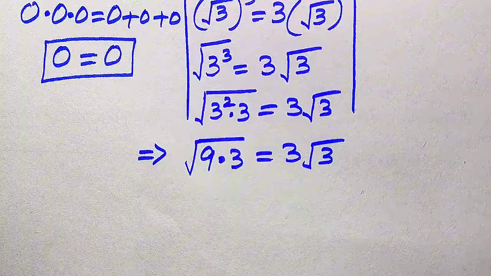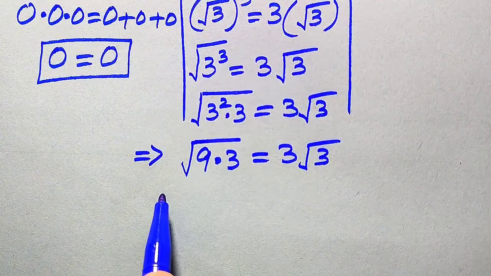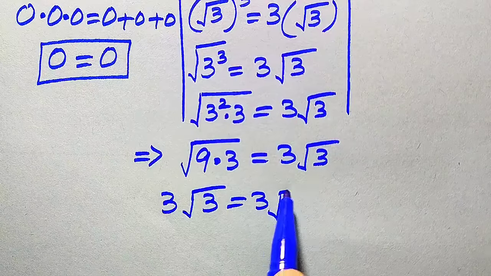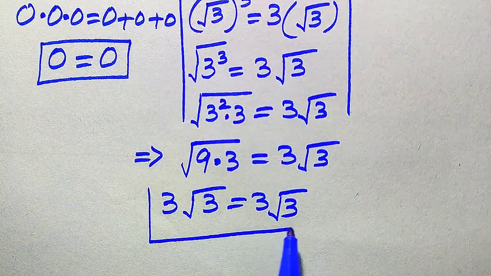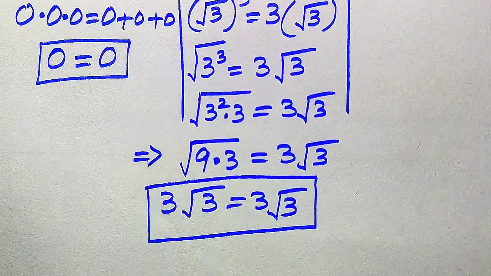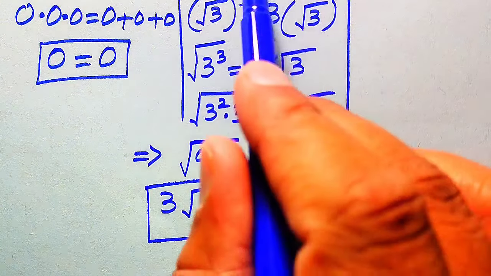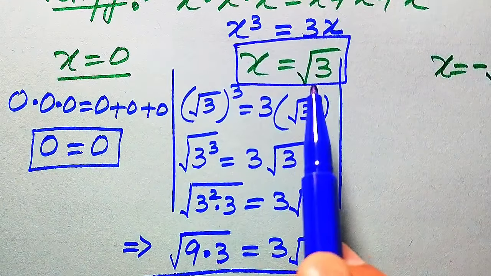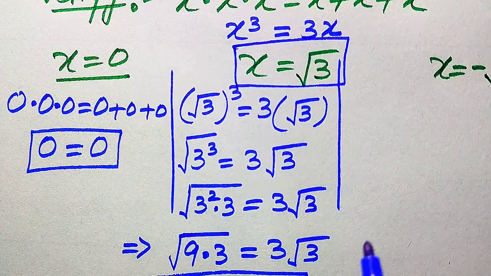And here you know that square root of 9 becomes 3, so 3 into square root of 3 equals 3 times square root of 3. So this shows that both of the sides are equal when we take x equals square root of 3. So this value of x satisfies our given question statement.